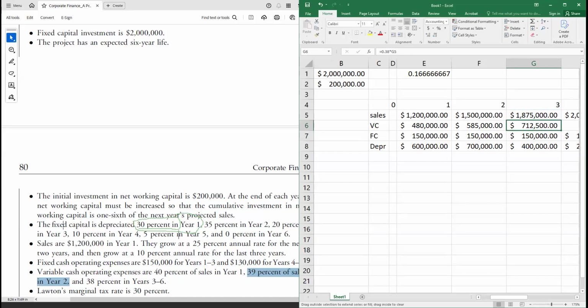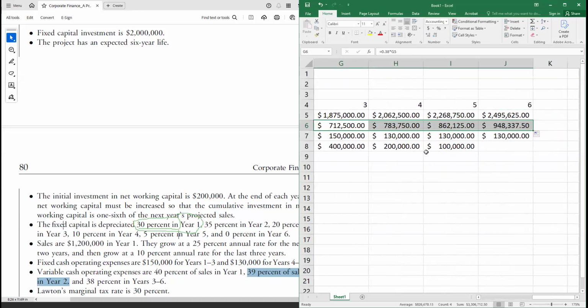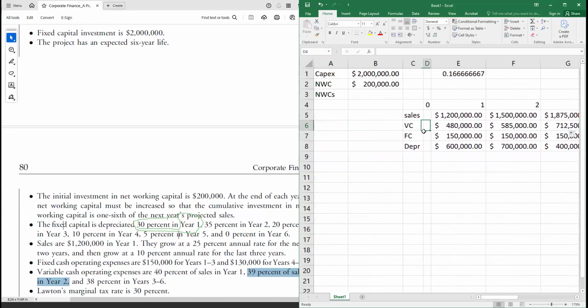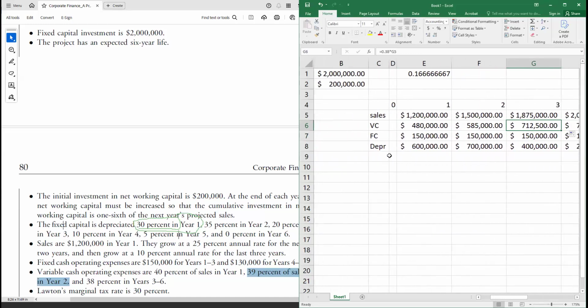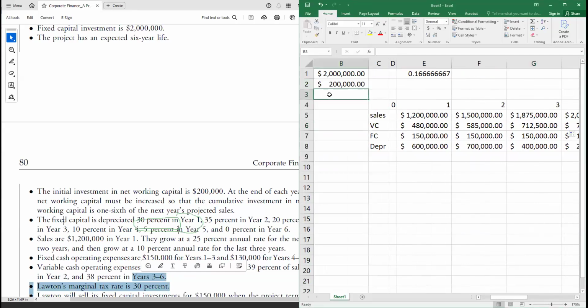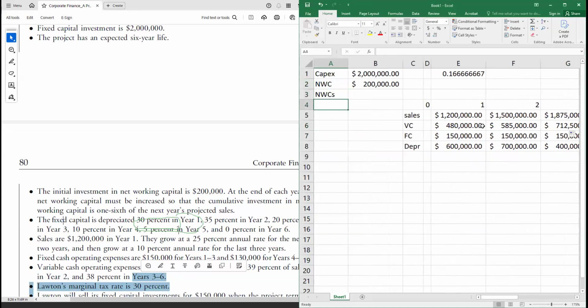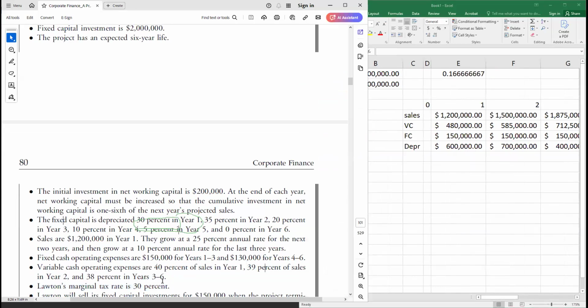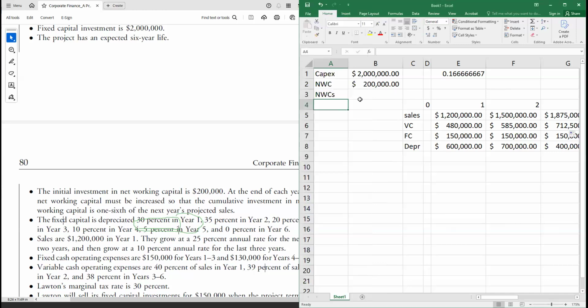And we don't change the number, we just pull it to the right. For the last 4 years, it will be 38% of the sales. That's what our model looks like before getting the EBIT. And the marginal tax rate is 30%. 38% for the last 4 years, starting from year 3 and ending at year 6. And the marginal tax rate is 30%.